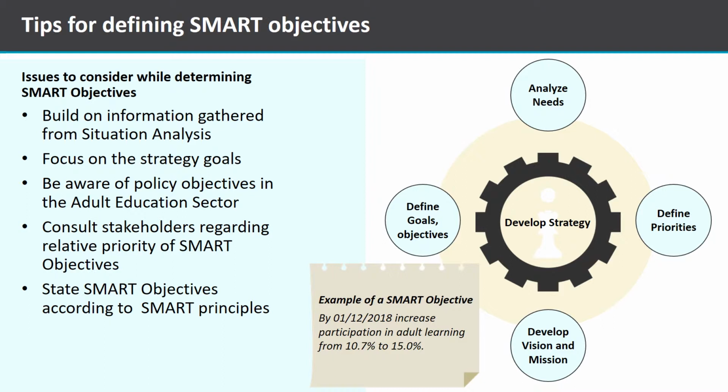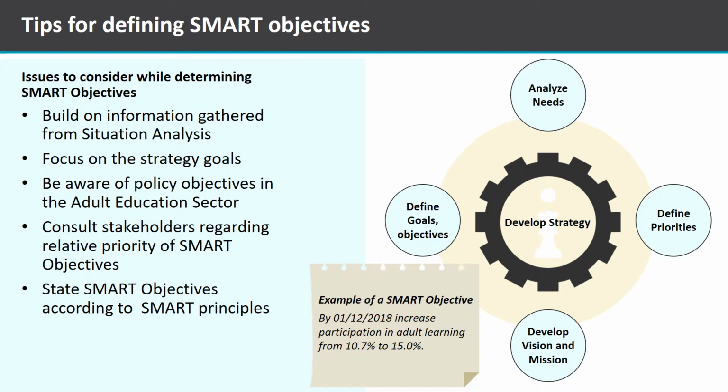The following are some tips for defining SMART objectives. Build on information gathered from situation analysis. You will see in the graphic on your right that the first point is analysing needs, then defining priorities, then developing a vision and mission, and then defining the goals and objectives. We are at the defining goals and objectives stage. We've already addressed defining the mission and the vision and the priorities, and we've already looked at how you would do a needs analysis. This is all part of developing a strategy.